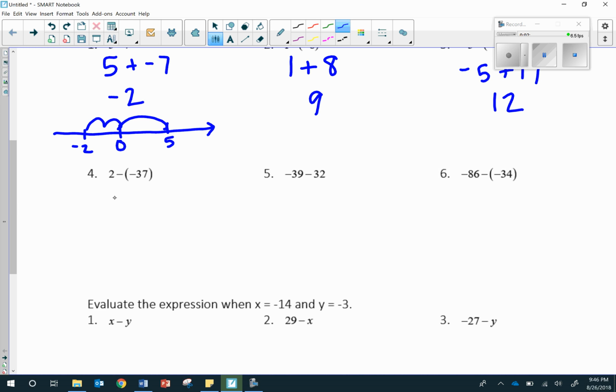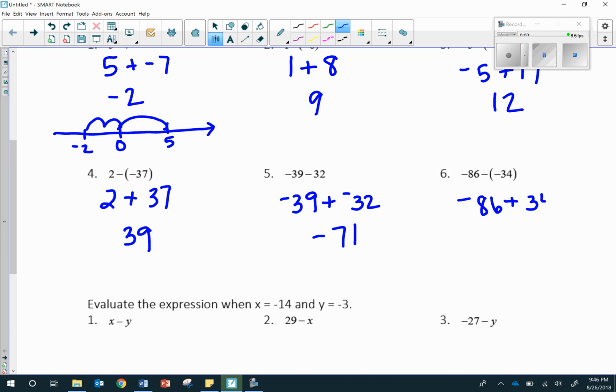Looking at number 4, we're going to have 2 plus the opposite of negative 37, which is positive 37. That is simply 2 plus 37, which is in fact 39. Negative 39 plus negative 32 is in fact negative 71. Our signs are the same, so we simply add them. If we look at number 6, we have negative 86 plus the opposite of negative 34, which is 34. Negative 86 plus 34 is in fact negative 52.